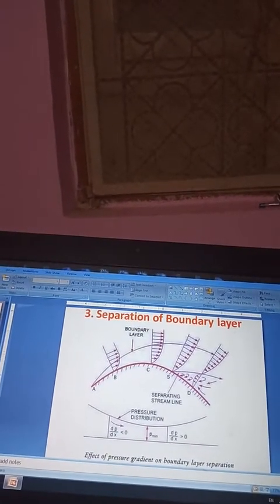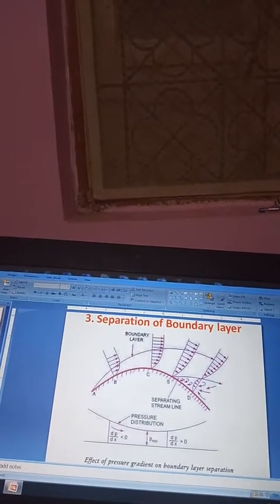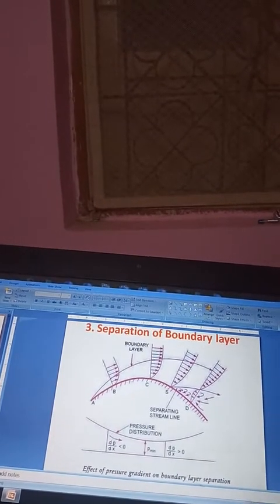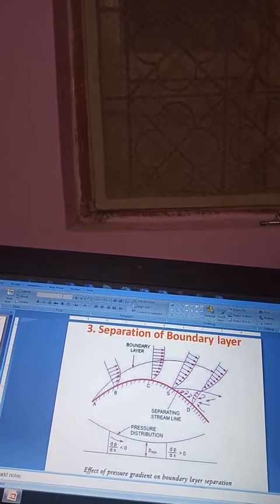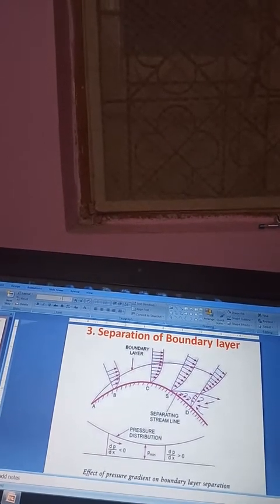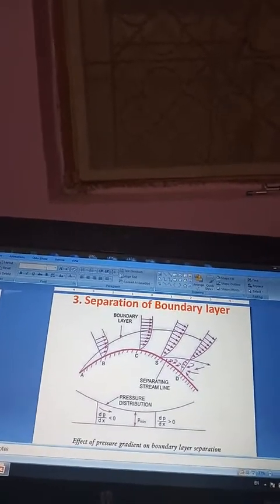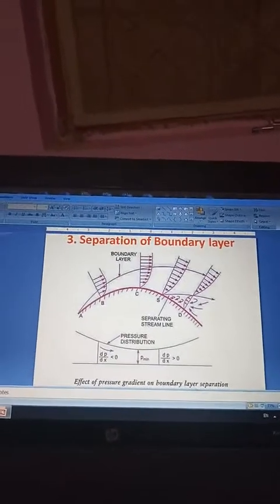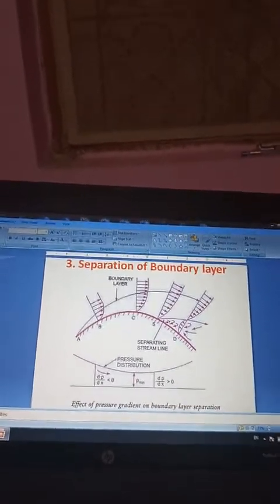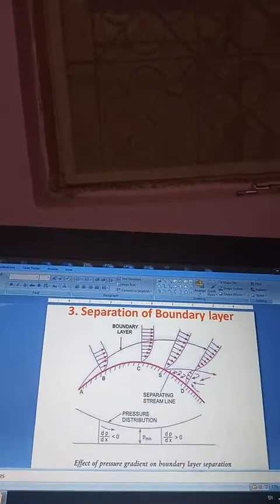Separation of the boundary layer is nothing but, as you see in the figure, the point S, which is the last point where the boundary layer is in contact with the boundary of the solid body. As soon as you go past the point S, the pressure starts increasing instead of decreasing. That is because of the increase in area and decrease in velocity. Because the pressure has started increasing, there is a wake formation.